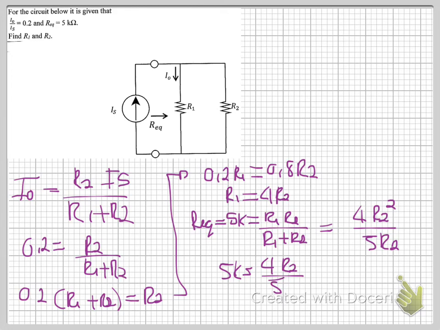So this gives you a value of R2 is equal to 25 over 4, which is 6.25 kilo ohms. And then you get R1 is equal to 25 kilo ohms, because it's just 4 times R2.